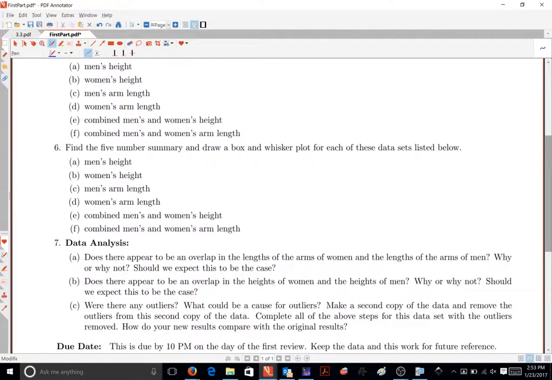Compare the heights of the men and women. Is there an overlap? Are they approximately all the same height? Is there a difference in the spread of heights? Are the heights of the men more spread out than the heights of the women? You can see all of that from the box and whisker plots. So you're going to do that based off of the box and whisker plots. And then lastly, are there any outliers?